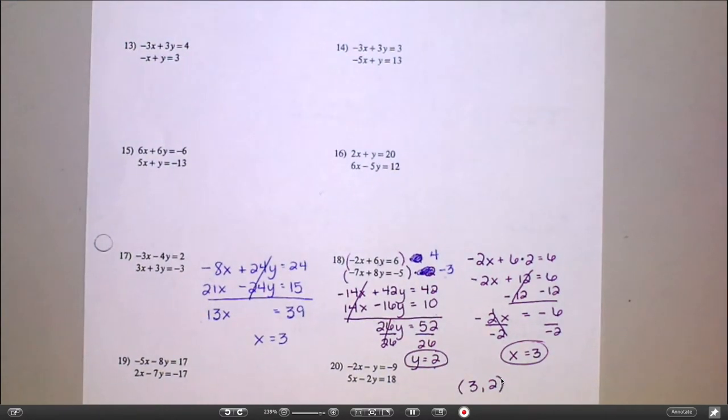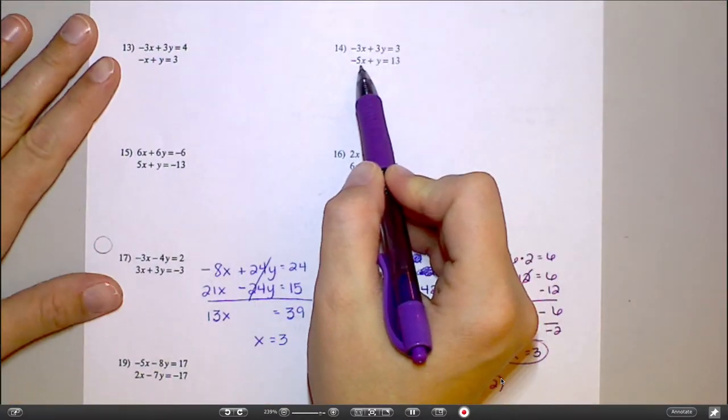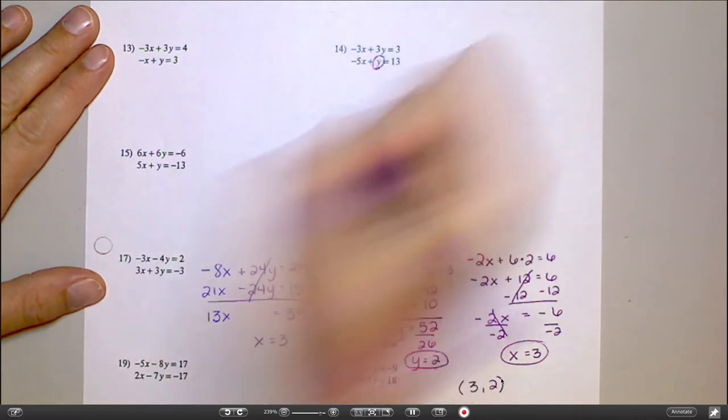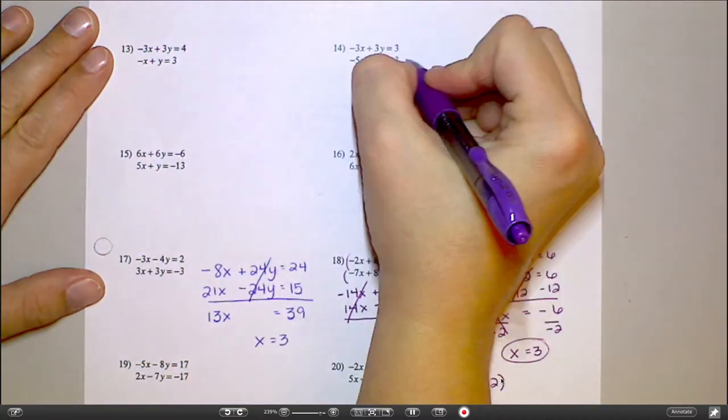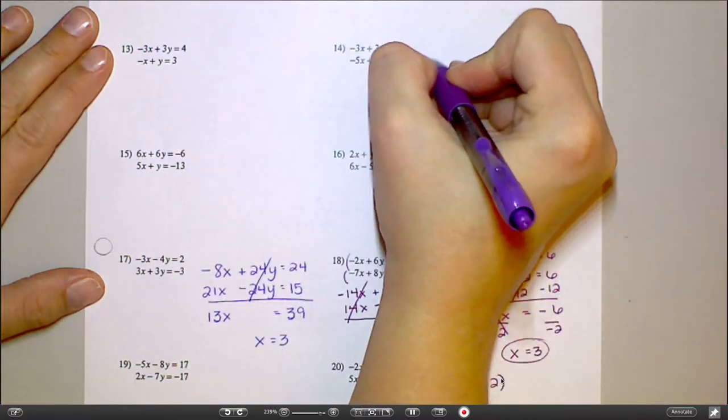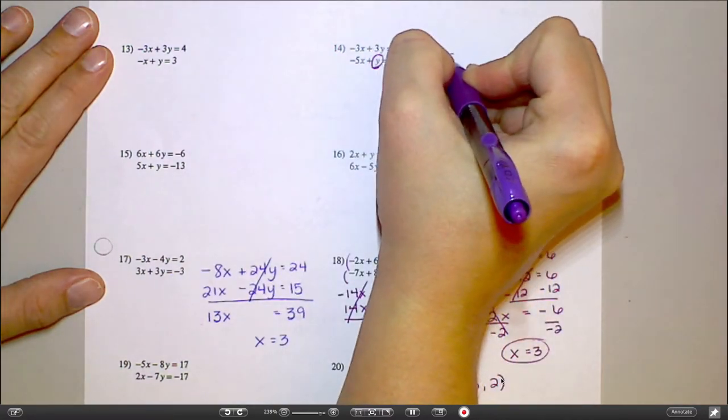14 again, I would probably use, well, substitution would be okay on this one too, because that bottom equation wouldn't be too bad to get y by itself. What do you feel like? Substitution or elimination? Substitution? Let's give it a shot. So if I did substitution on this one, I would probably get this y by itself, which means that I would add 5x to each side, and I would get y equals 5x plus 13.